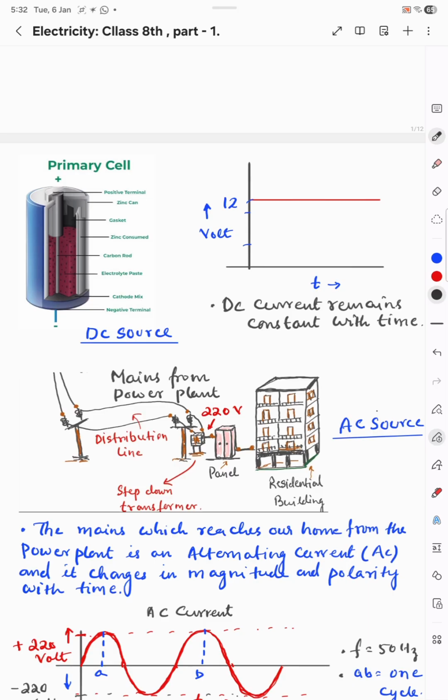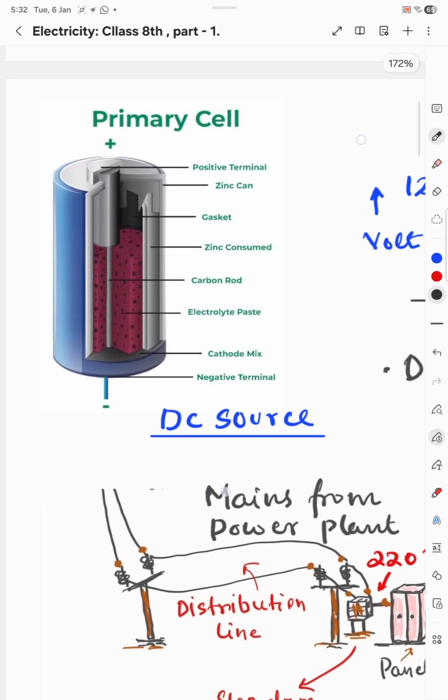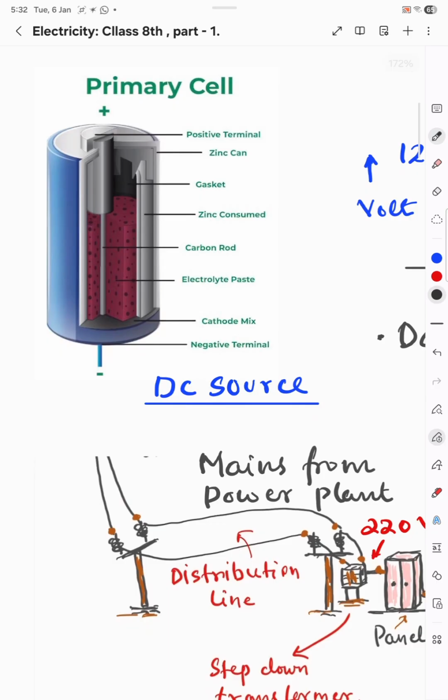This is how a battery or a cell looks like. So the cell basically has a positive terminal and a negative terminal across which a potential difference is created. Now this works on the principle of chemical reaction, and during this reaction free electrons are generated which flow in the circuit to produce current. So this is the internal diagram of a cell.